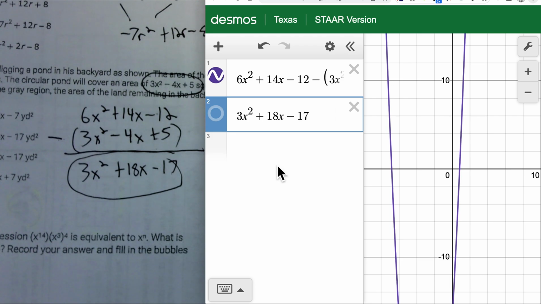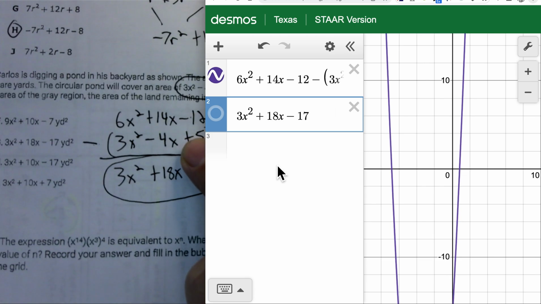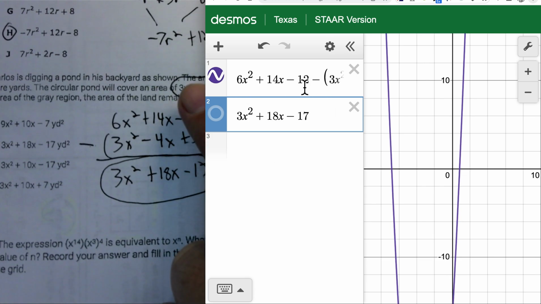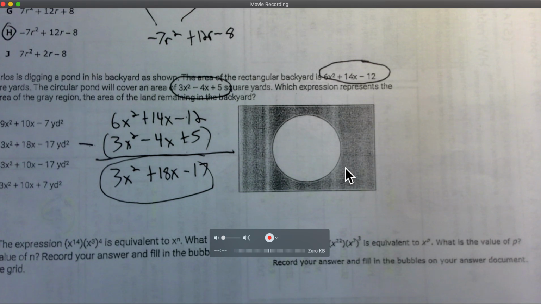So that's another way you can do it. If you struggle with the arithmetic and setting this up, you can type it in first and then see which one matches, and then you're good to go. You can have Desmos do the work for you. All right, numbers 10 and 34.